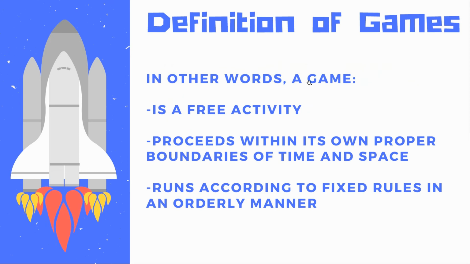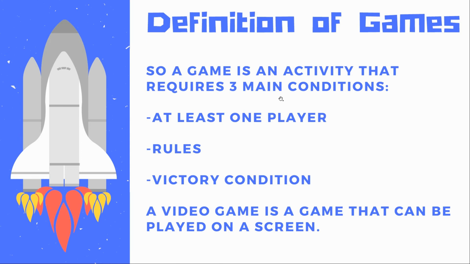In other words, a game is a free activity, proceeds within its own proper boundaries of time and space, and it runs according to fixed rules in an orderly manner. So a game is an activity that requires three main conditions: at least one player, rules, and a victory condition. What differs between video games and games is that video games can be played on a screen.